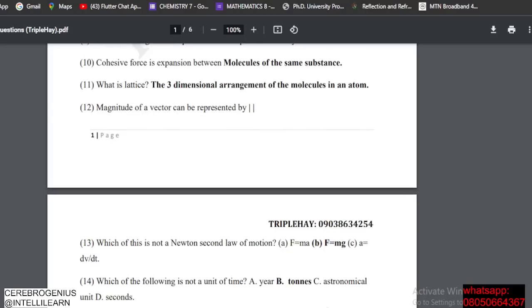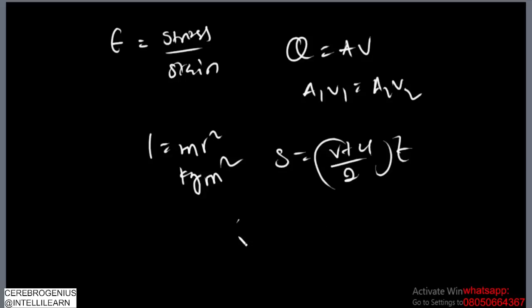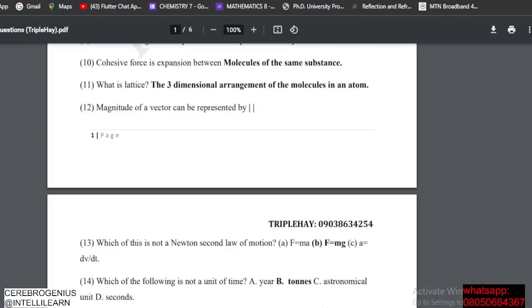So we want to find the magnitude of a vector. How do you denote it? You denote it with two vertical bars. That's correct. So if you have vector A and you want to know the magnitude of A, this is how you write it. So this is correct.